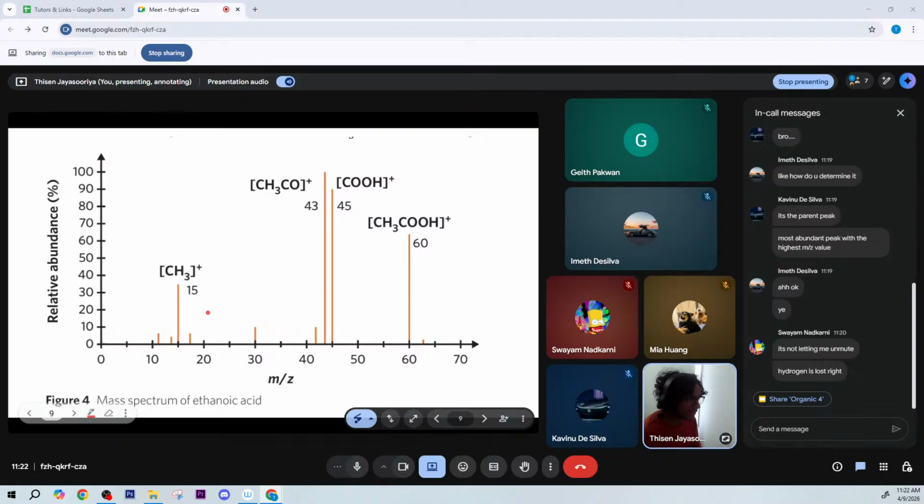So here we have the mass spectrum of ethanoic acid. I just want you guys to type in the chat: what do you think the base peak is, and what do you think the parent peak is? Just type it in the same message. What do you guys think the parent peak is, and what do you think the base peak is?